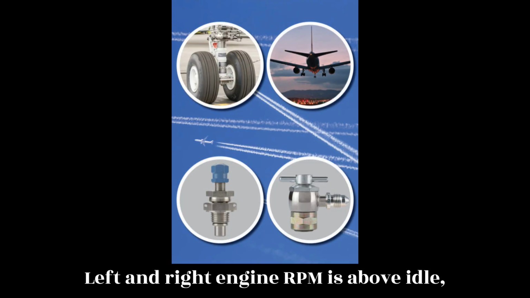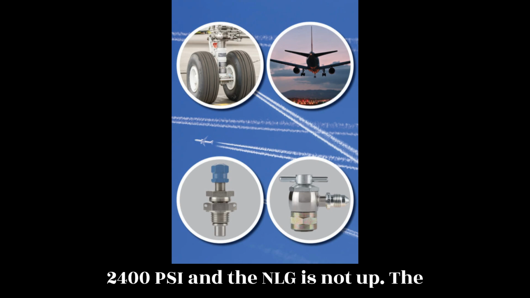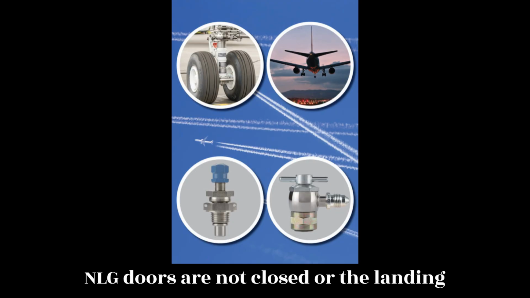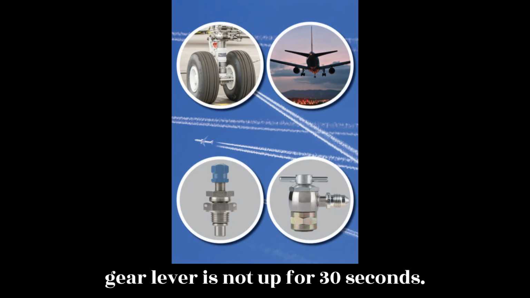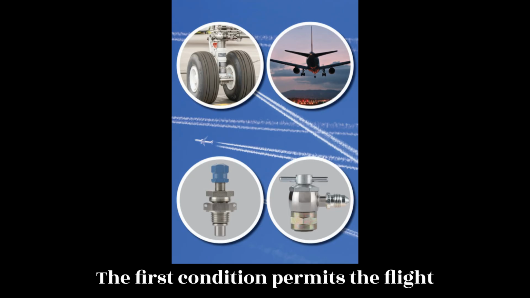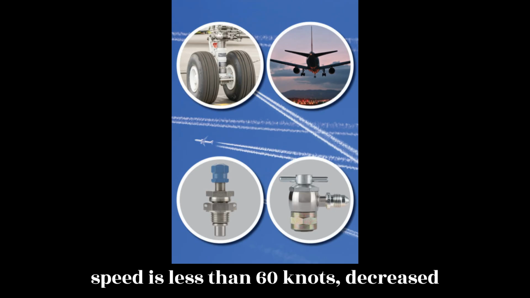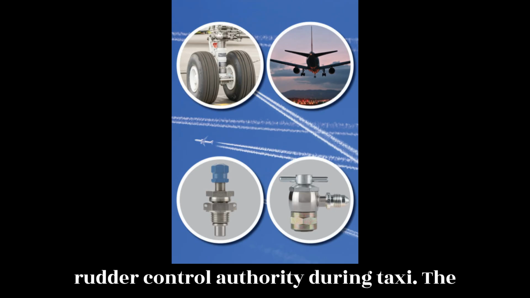3. Left and right engine RPM is above idle, left and right EDP pressure is more than 2,400 psi, and the NLG is not up, the NLG doors are not closed, or the landing gear lever is not up for 30 seconds. The first condition permits the flight crew to operate the NLG steering when airspeed is less than 60 knots, decreased rudder control authority during taxi.